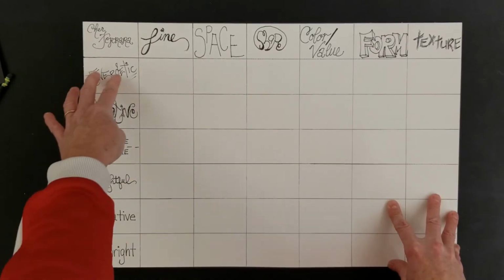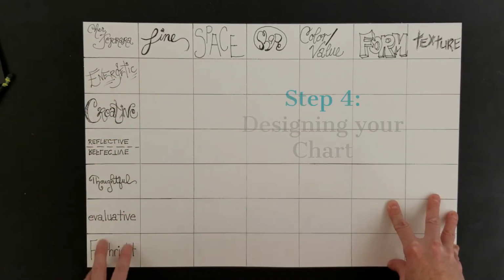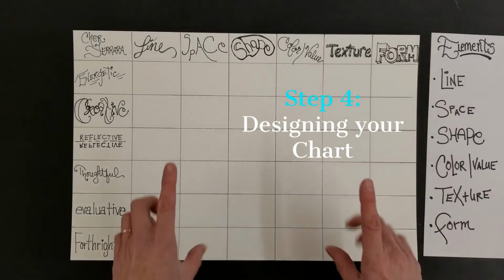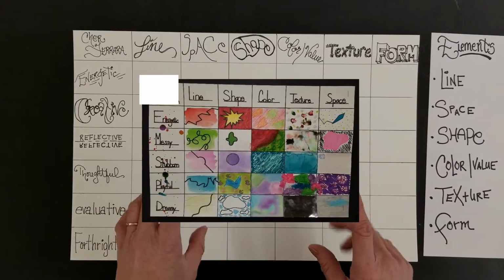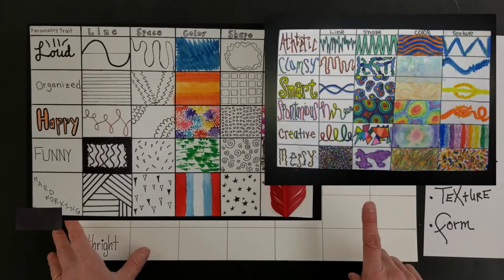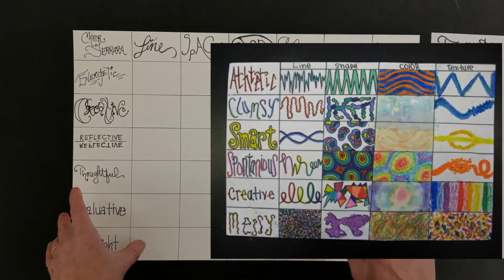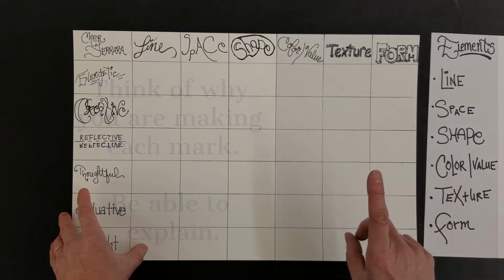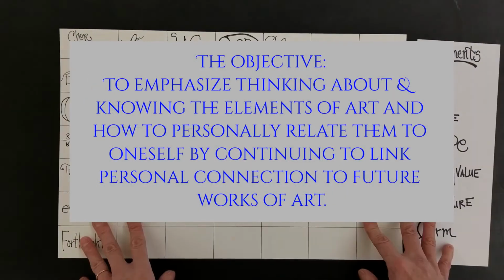And your personality traits will go down the side of the left. And then you're just going to start. This project requires a lot of thought. And one thing I tell my students, when I'm assessing this, is they should be able to tell me why they made each mark and color. This entire piece should have meaning.